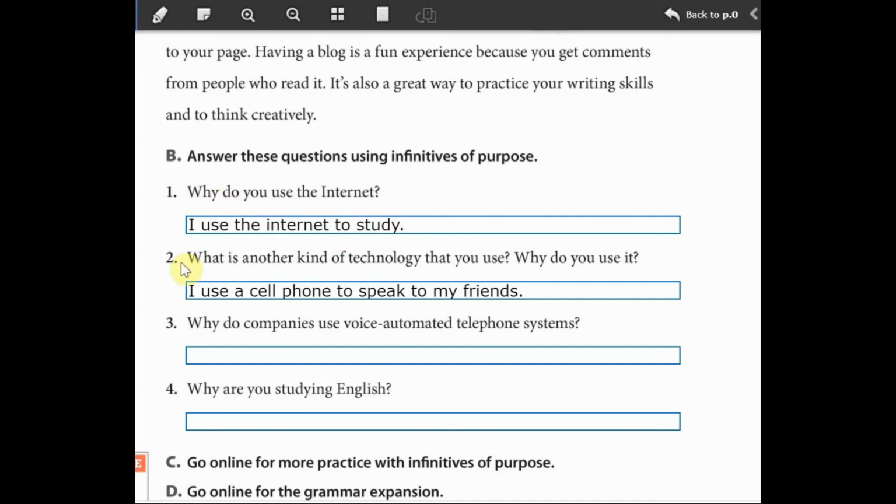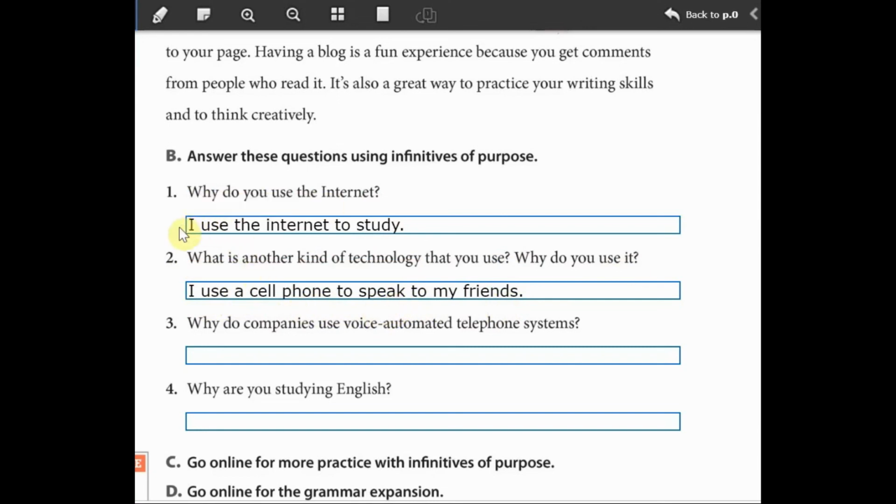The second question is, what is another kind of technology that you use? Why do you use it? So I've selected the cell phone as my other technology, and I wrote, I use a cell phone to speak to my friends. So I use a cell phone. Why do I use the cell phone, this kind of technology? I use it to speak to my friends. To speak. This is an infinitive of purpose.